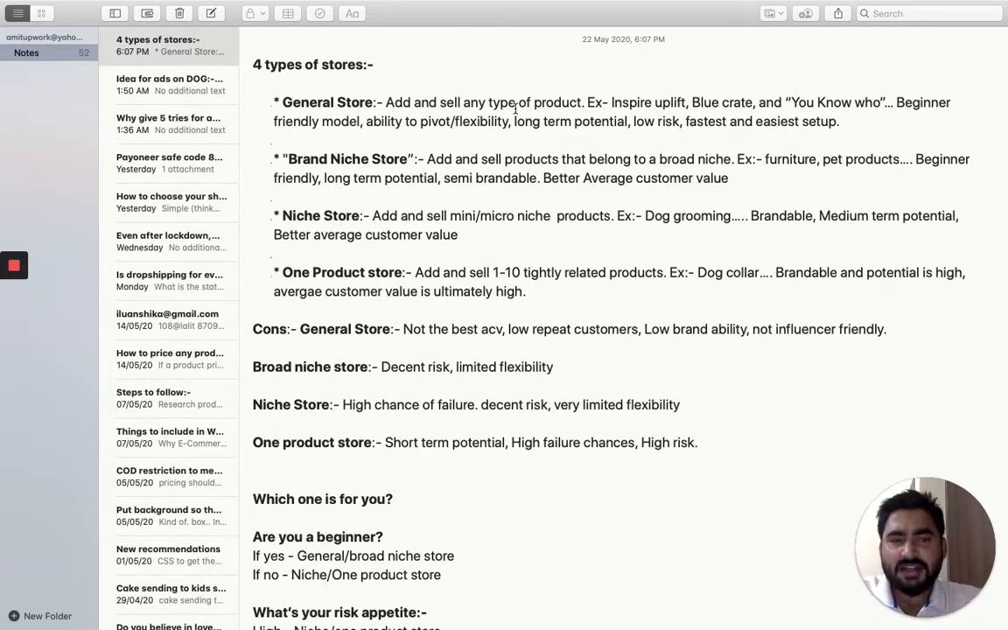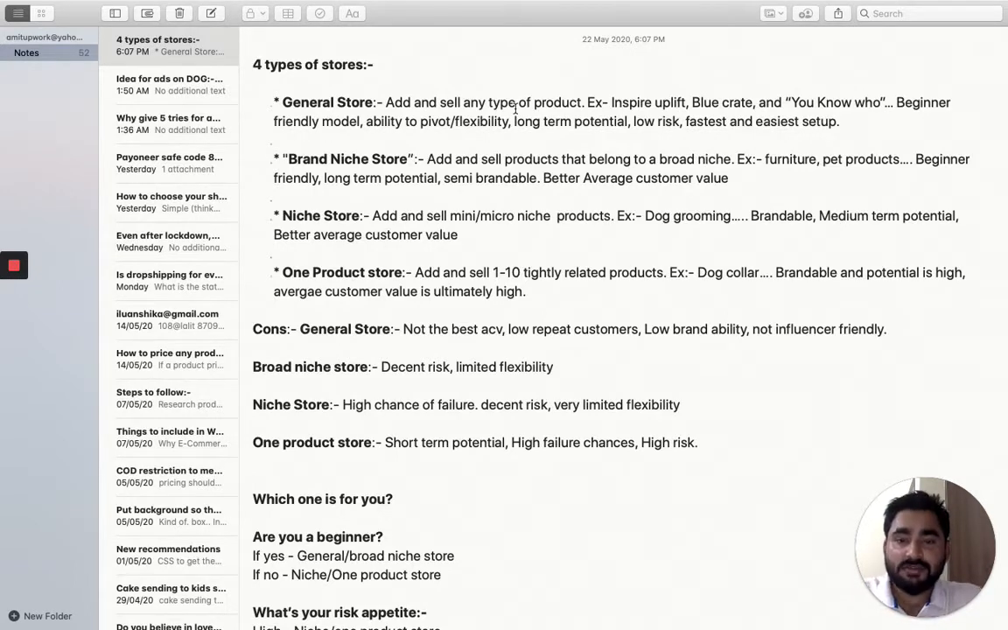It has a slightly better average customer value. Suppose I am a fan of games, and a store is selling only games, be it PlayStation, PS4, Xbox, Nintendo, or products and things related to games. If I purchase from that store a single time and become a customer, then I will try to purchase everything related to games and accessories from that particular store. So this has a little bit better average customer value.